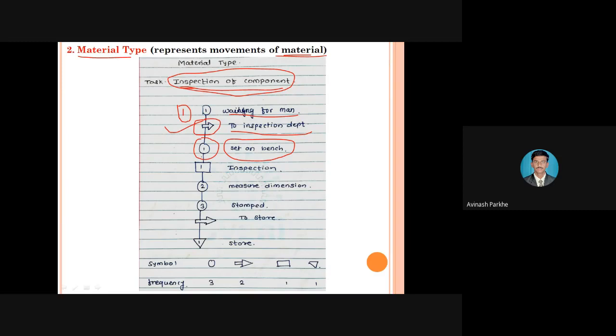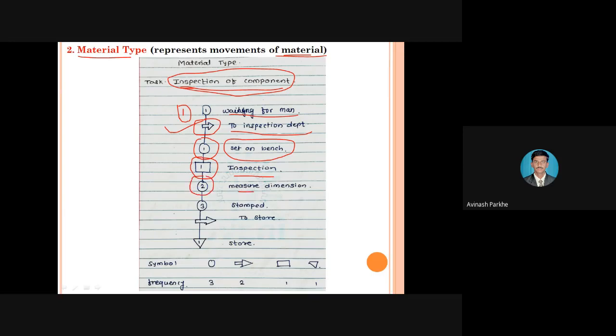Then the fourth operation, inspection. The inspection will be carried out by the man, but here there is no movement of the material. Inspection means the inspection procedures are going on. Whatever operator is present near the raw material is performing his task, but here we need not represent the movement of that operator. Only the inspections are represented here.